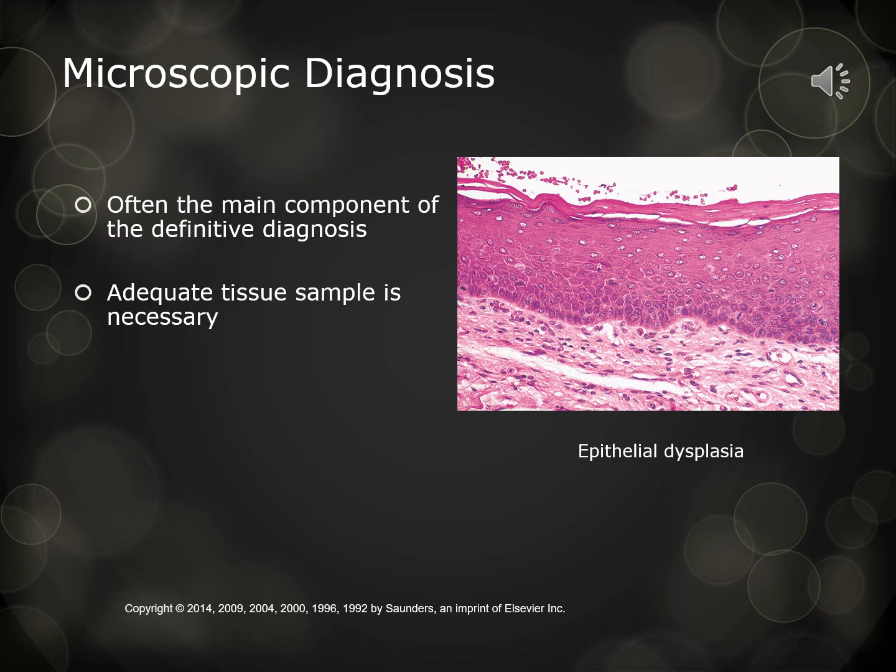The microscopic diagnosis often is the main component of the definitive diagnosis. The trick here is getting an adequate tissue sample that is necessary, either with a brush technique or a surgical technique, so it can be identified properly under the microscope.